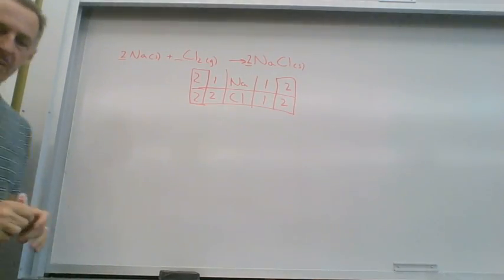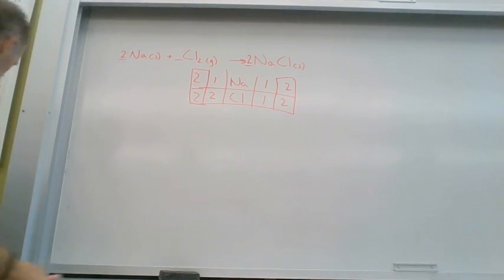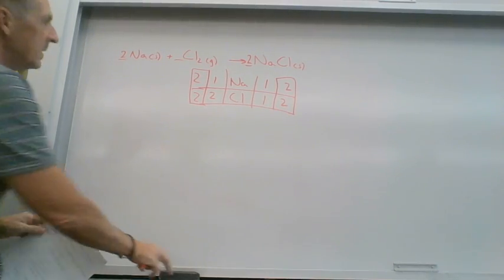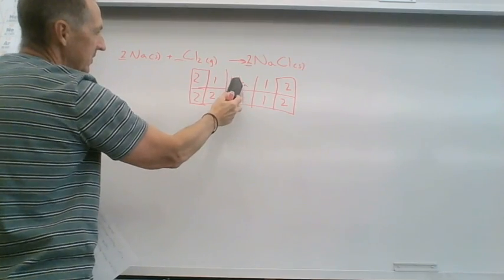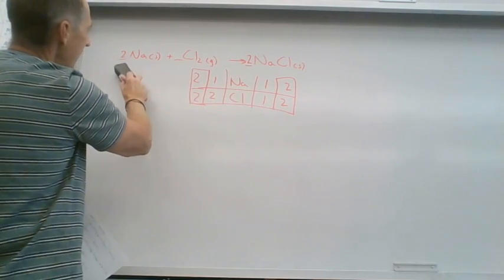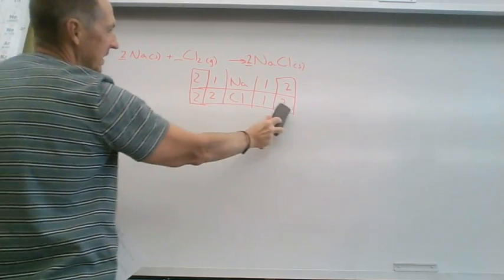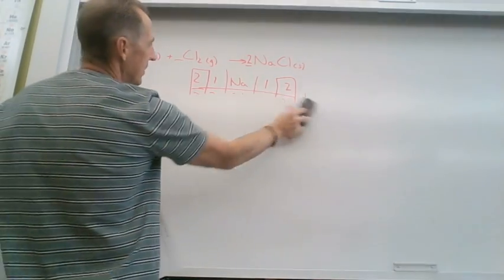So that's how you go about balancing the equation. You just keep going back and forth until you balance the equations out. The number and type of atoms has to be the same on both sides of the arrow. So on this side we have 2 sodium atoms. This side we have 2 sodium atoms. This side we have 2 chlorine and 2 chlorine. So we have the same number and type of atoms on both sides of our chemical equation.